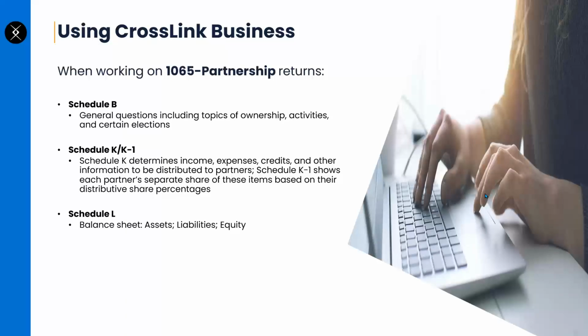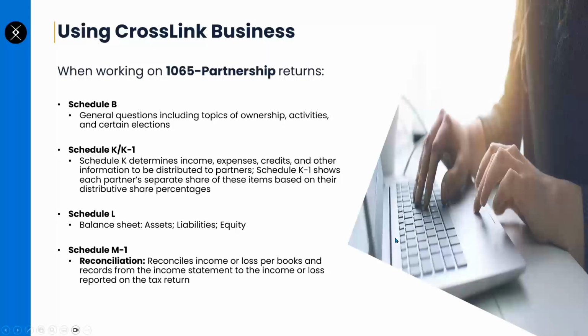Thanks for that clarity, Ben. And then, moving on, hope that helped understand the differences with the Schedule K and the K1. The last few forms that are popular with the 1065 are the Schedules M1, which is the reconciliation of income or loss per book and records from the income statement. And then we also have the M2, which summarizes partner capital accounts and distributions. Ben, do you have anything to add for these two schedules and how they're different?